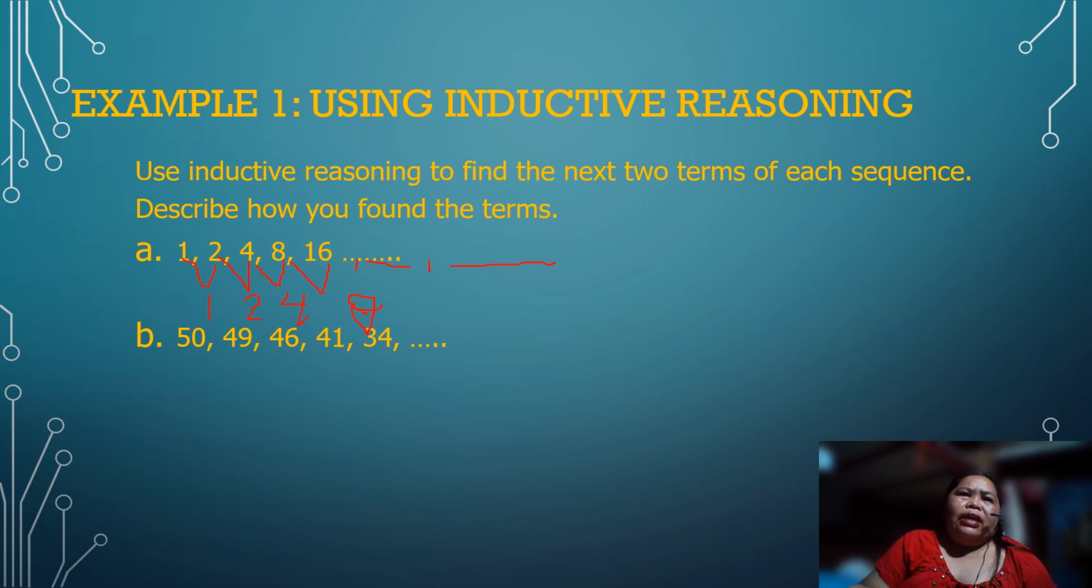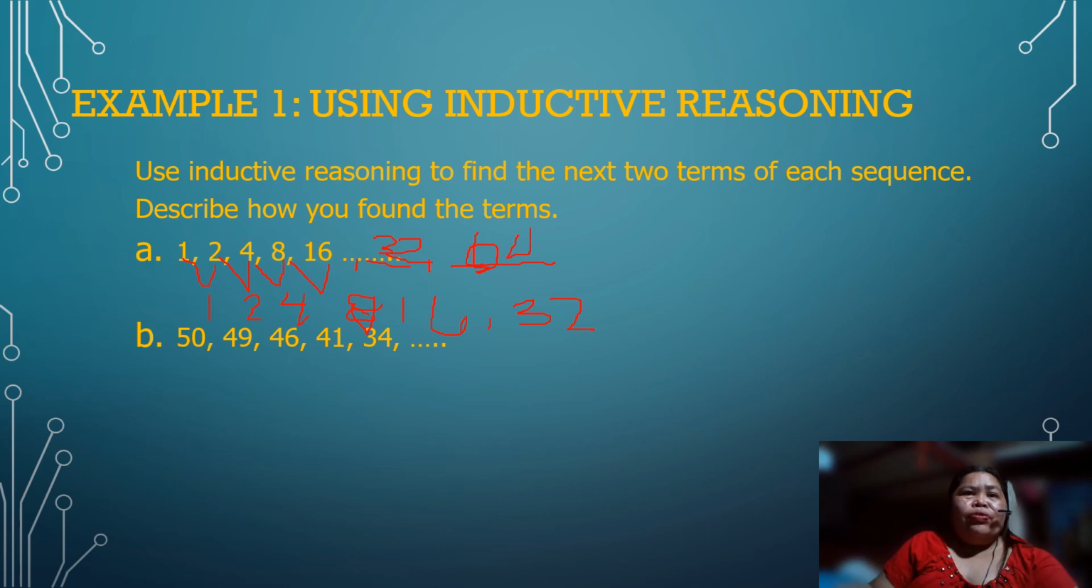So this is 8, then 8 plus 8 should be 16. If we are going to add, and then 16, we have 32. So 16 plus 16 is 32. Then 32 plus 32 is 64. Okay, so that is how we deal with patterns.